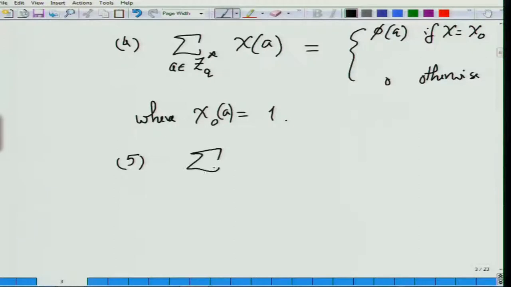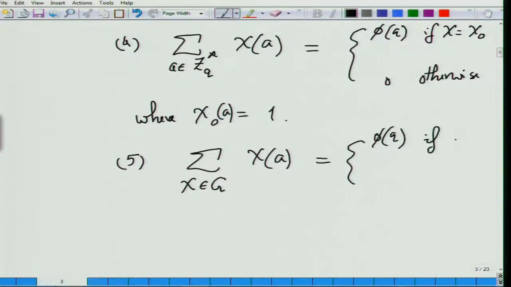And finally, when you sum over all characters in the group G of chi of A, again one of two things happens. It is phi(q) if A is 1, 0 otherwise. So these are fairly basic facts about characters, some of which we will use.